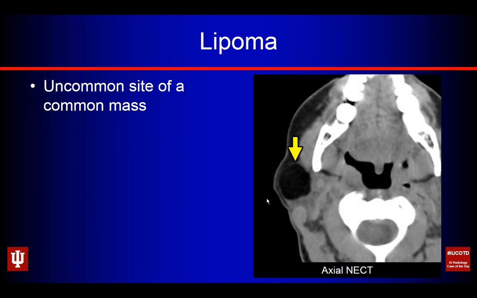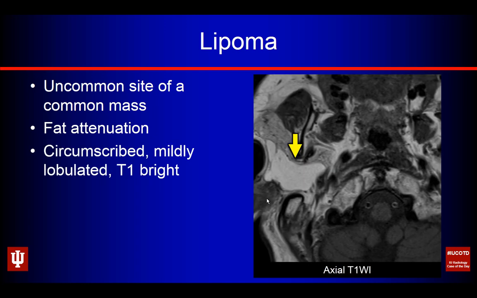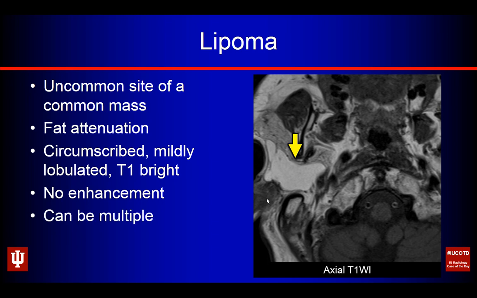Next is a lipoma. Lipomas, much like the schwannomas that we just looked at, are simply an uncommon site of a common mass. Okay, you all know what lipomas look like. They're fat density. On T1 weighted imaging, they have a circumscribed but lobulated appearance. They're T1 hyperintense. They're also T2 hyperintense. They don't enhance. If you use fat saturation techniques, they're going to get dark and suppress out. They can be multiple on rare occasions. Sometimes some syndromes are associated with that. But in general, these look like lipomas elsewhere. We happen to see them fairly uncommonly here.